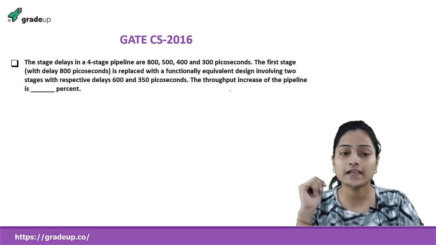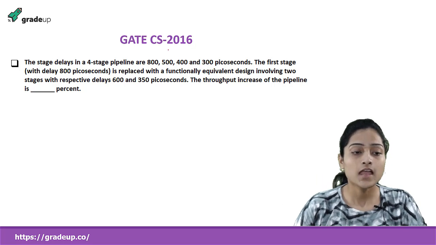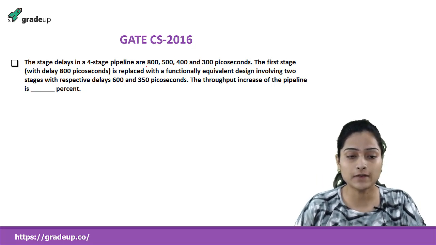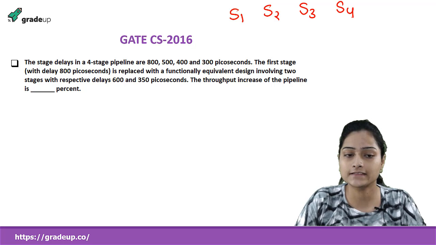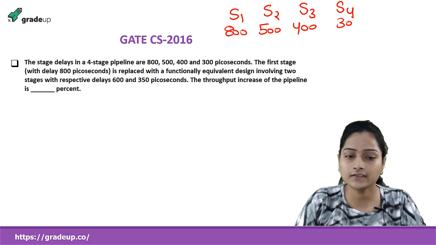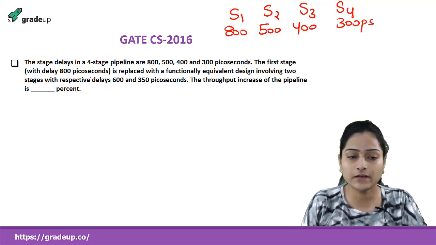See, this question was again asked in GATE CS 2016. Again it was asked for 2 marks. Let us see what the question is. The stage delays in a 4-stage pipeline are provided for each stage. We are having 4 stages, mark them as S1, S2, S3 and S4. The delays over here are 800, 500, 400 and 300 picoseconds. The first stage with delay 800 picoseconds is replaced with a functionally equivalent design involving 2 stages with respective delays of 600 and 350.